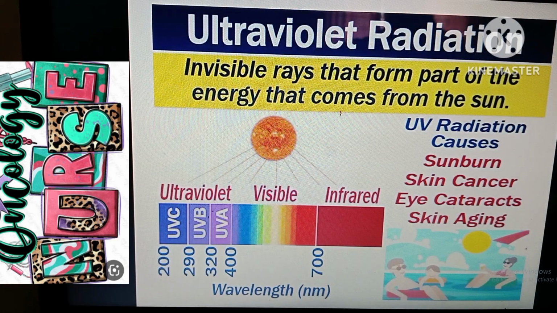You can see in the picture ultraviolet radiation, ultraviolet visible in frame. So what it does from the sun, if you expose yourself, is sunburn, skin cancer, eye cataract and various kinds of skin allergies, as well as your skin looking aged.